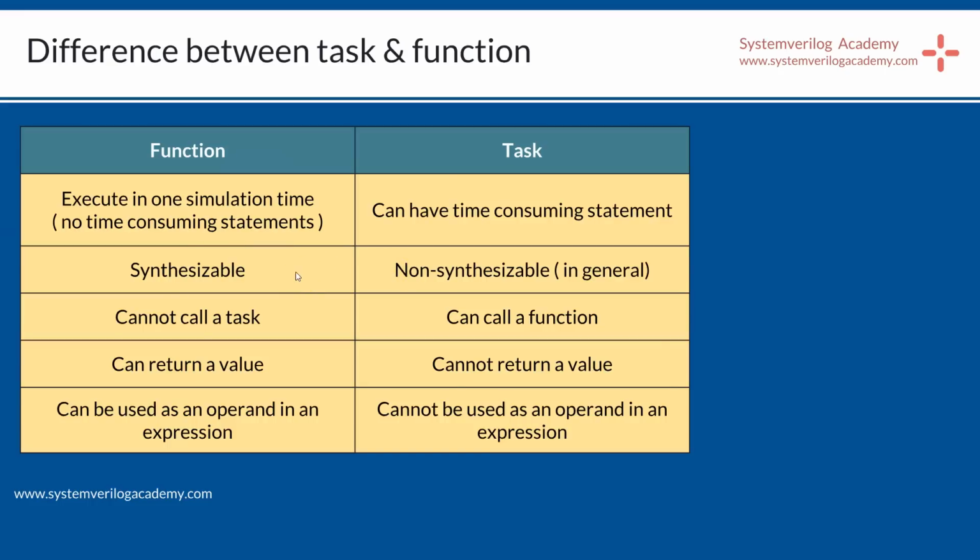Because of the same first reason, a function cannot call a task in it, but a task can call other tasks and functions. The next difference is that a function can return a single value to the calling point at its end, but a task cannot return a value. Therefore, a non-void function can be used as an operand in an expression, and the value of that operand will be the value returned by the function.